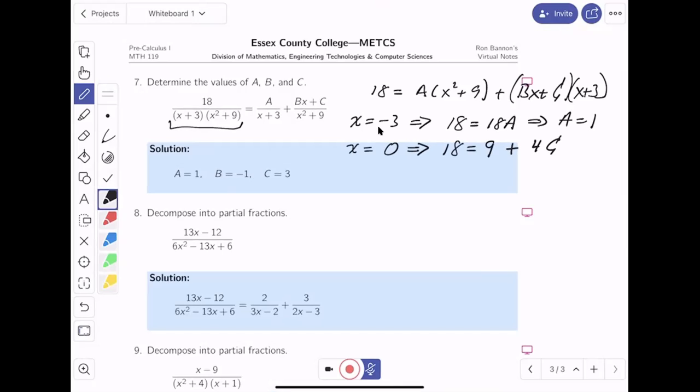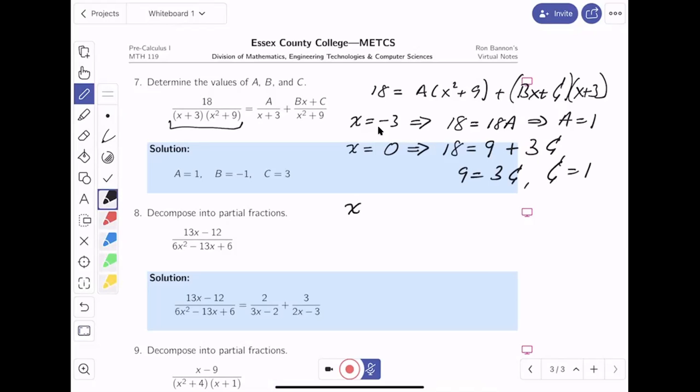Let me see if I did that right. 18. And then if x is 0, I'd get 0 plus 9 is 9, 9a. If a is 1, I would get 9. Now, if x is 0, I'd get c. Oh, I'm sorry, 3c. Made a mistake. I'm glad I thought about what I was saying. Maybe I'm just tired today. Take 9 from both sides. You get 9 equals 3c. And what does this tell me? c is equal to 1.